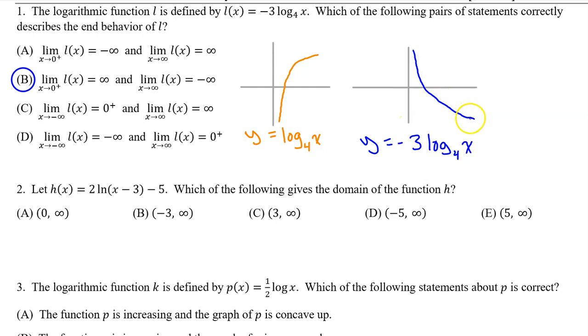Let's check the right end behavior. The limit as x approaches positive infinity is negative infinity. As we go towards the right, the value of the function falls. And that is what this says.